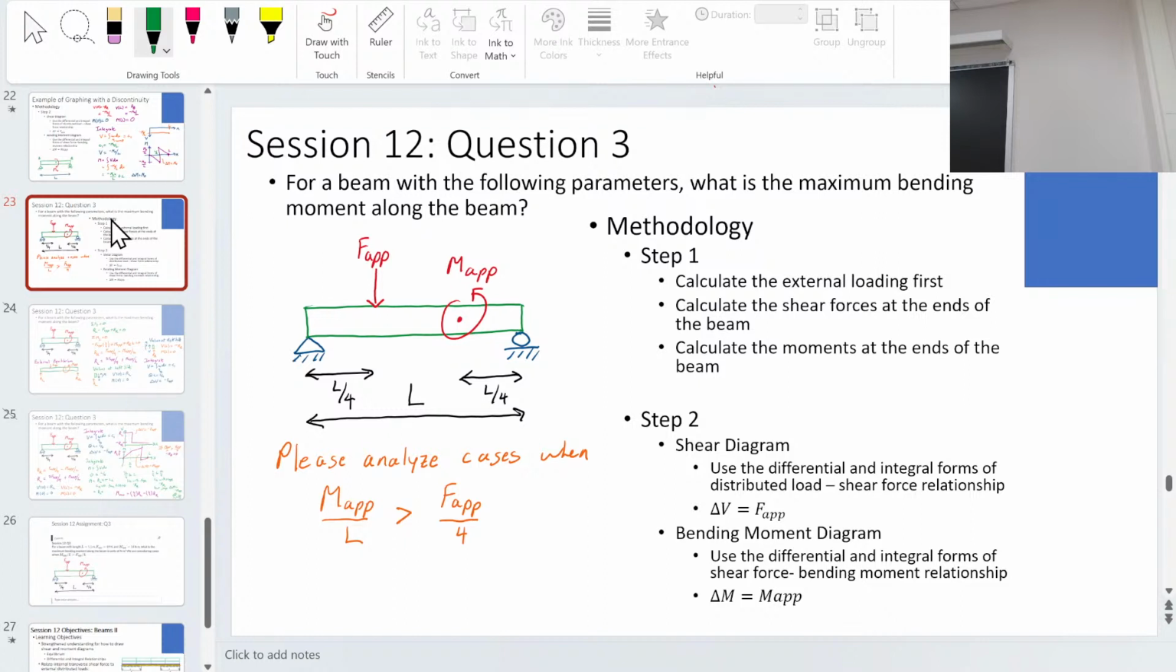The distance from here to here is not R over L over 4, right? The distance from here to here is L over 2.